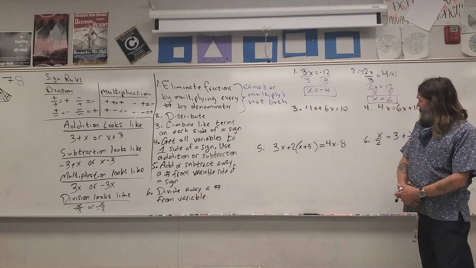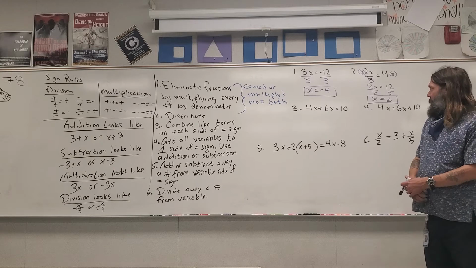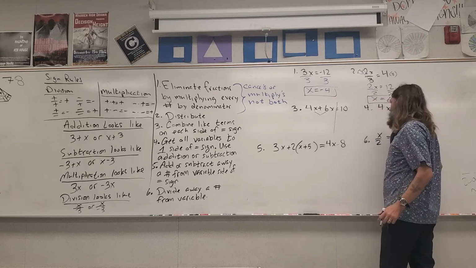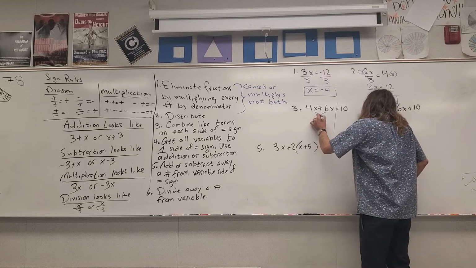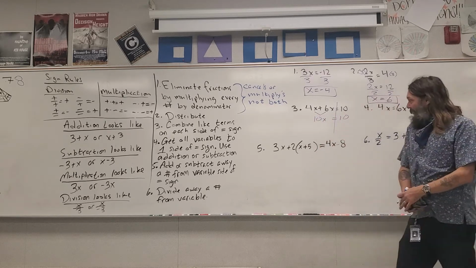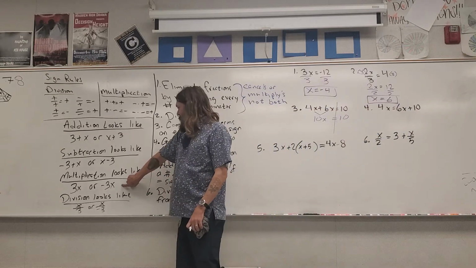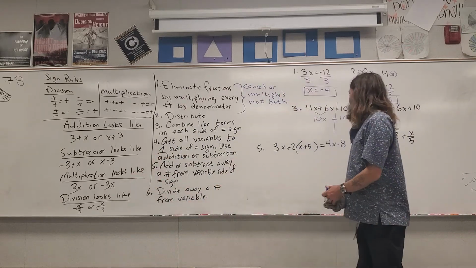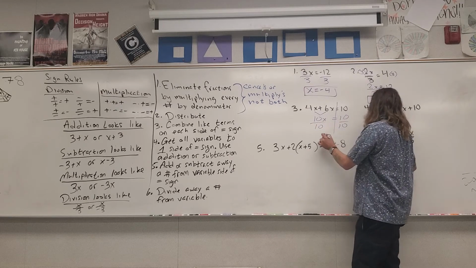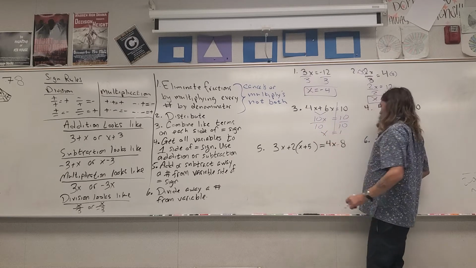Well, I can't eliminate fractions. I can't distribute, but I can combine like terms on each side of the equal sign. So here I get 10x equals 10. I have something that looks like multiplication, so I need to use division to solve it. So I'm going to divide by 10. And that means that x equals 1.